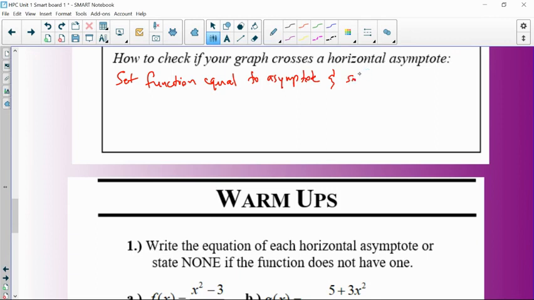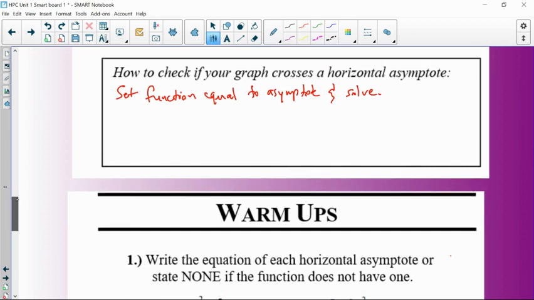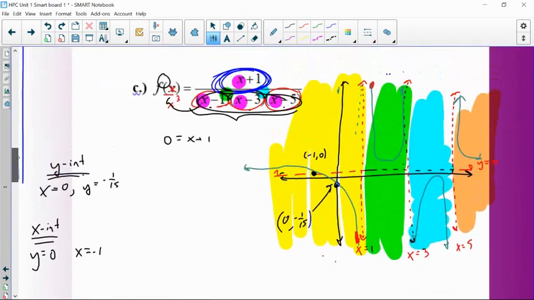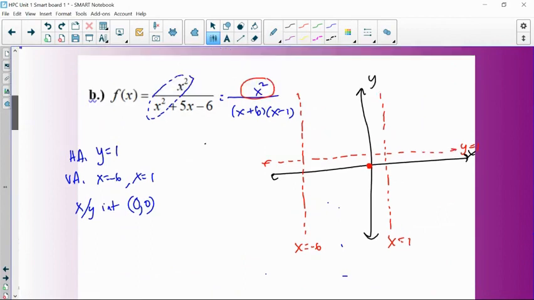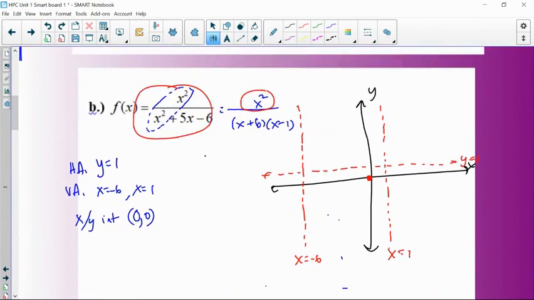And we're going to find out for the oblique one, that's going to be the same thing. So if I set my equation, we knew there was a horizontal asymptote at y equals 1. So if you set this entire equation equal to 1 and solve, we can algebraically determine if it crosses at some point.